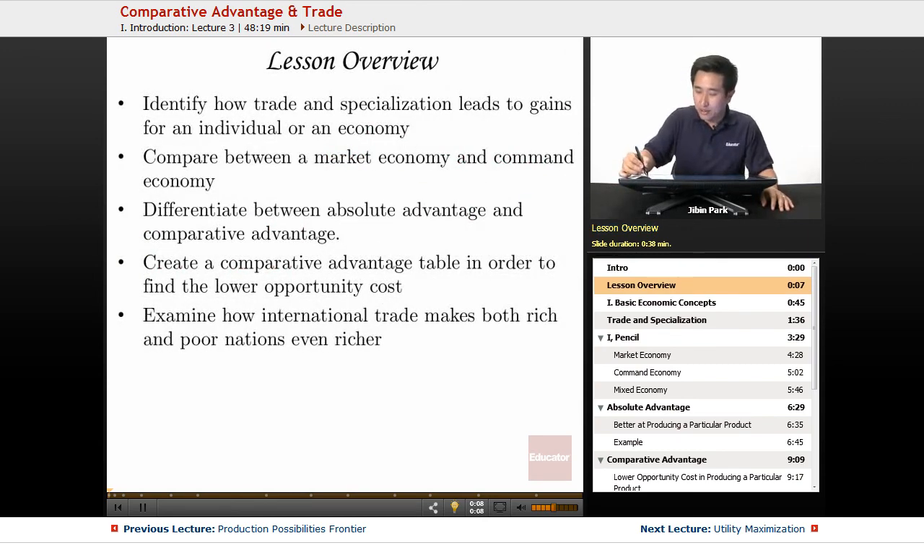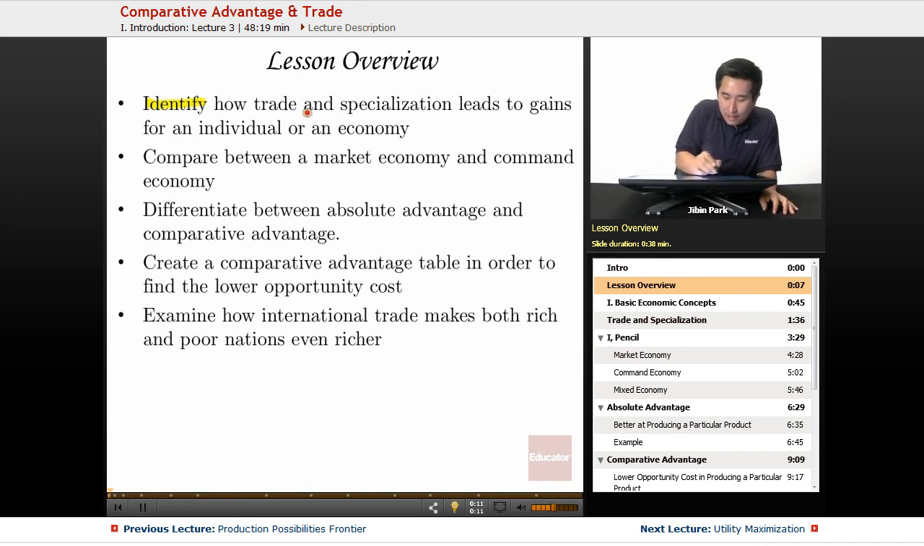In today's lesson overview, what we're going to do is identify how trade and specialization lead to gains for an individual or an economy. We're going to compare a market economy and a command economy. We're going to differentiate between absolute and comparative advantage. And then we're going to create a comparative advantage table in order to find the lower opportunity cost. And we'll also examine, finally, how international trade makes both rich and poor nations even richer. So that's the lesson overview.